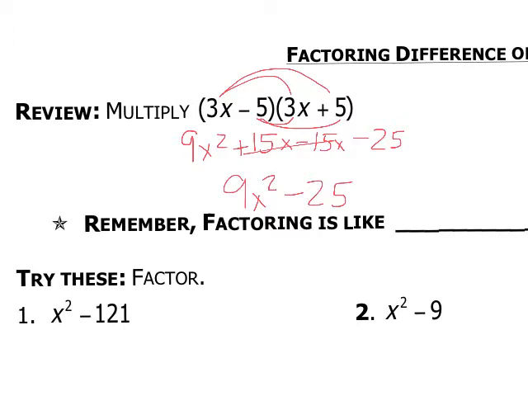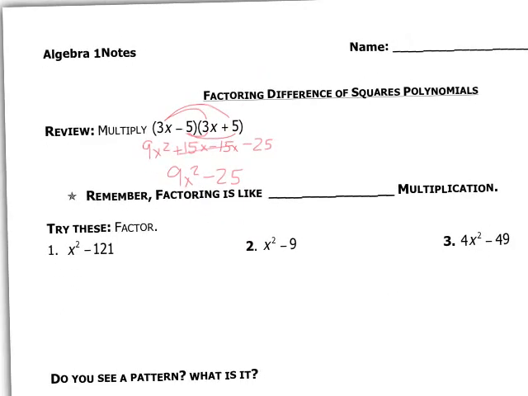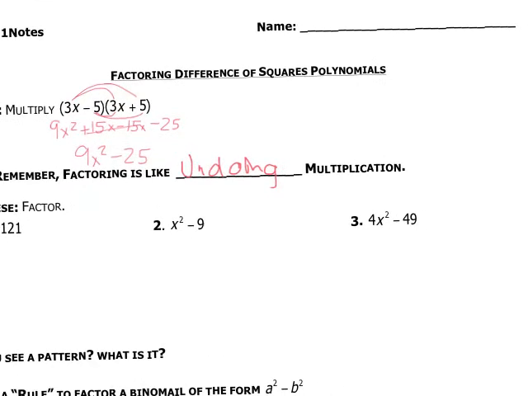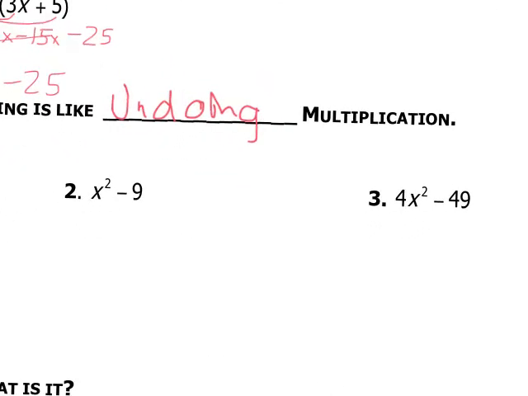It's something that we haven't necessarily looked at. We've looked at a way of doing this, but today we're going to look at a quick shortcut that will save you some time. Okay. So remember, factoring is like undoing distribution or undoing multiplication. So let's look at a couple factoring problems. So I want you to do 2 and 3. Try these 2 and 3, please.